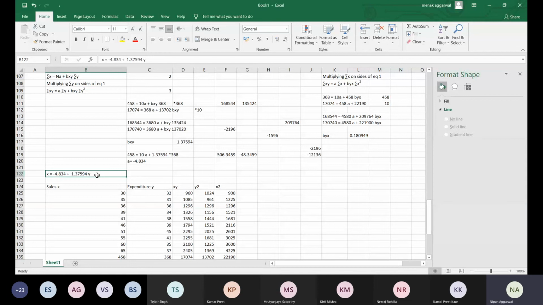And it is dependent on the expenditure with this slope: if we increase the expenditure by 1 unit, my sales will be increased by 1.37594. So that will show the relation between the sales, how the sales is dependent on my expenditure. Fine. So that is your regression coefficient. And regression coefficient can also be used for forecasting.